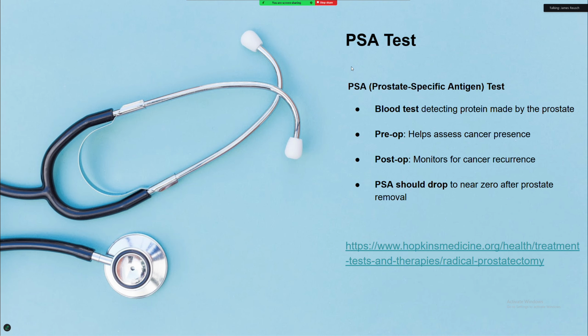In the pre-op stage, it helps detect the presence of prostate cancer. After surgery, it's used to monitor for any signs of cancer returning. And once the prostate is removed, PSA levels will drop to nearly zero, and that's how we know that the surgery was successful in removing cancerous tissue. This test plays a crucial role in guiding both the decision for surgery and the long-term monitoring afterwards.